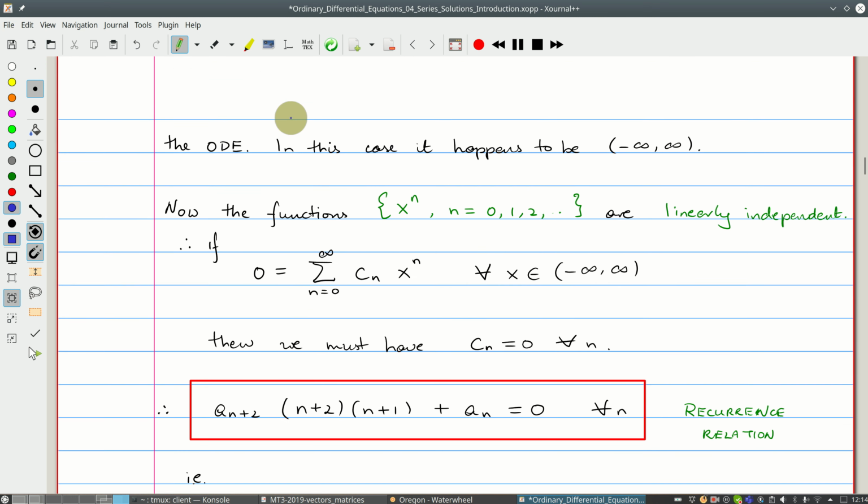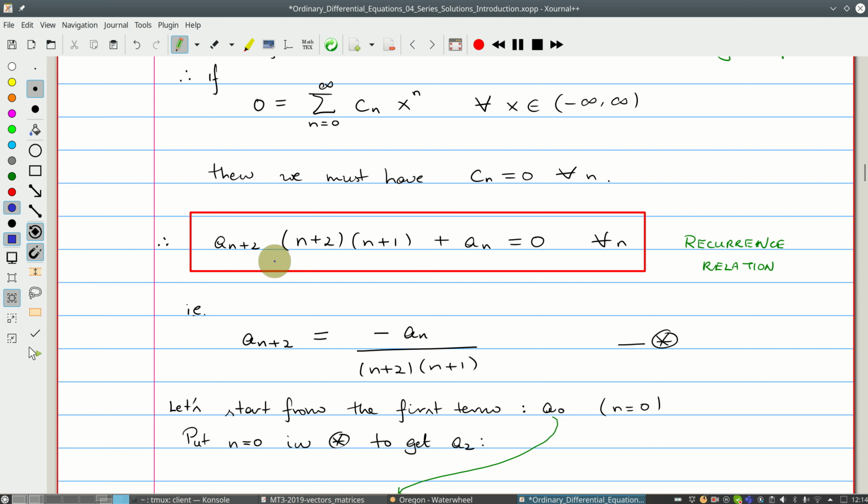So for each n, we've got to have a_(n+2) times (n+2) times (n+1) plus a_n is equal to 0 for all n. And this is called a recurrence relation. The reason it's called a recurrence relation is because it relates the coefficient at some larger n value, so in this case it's a of n plus 2, to the coefficient at a smaller n value. And if you can start this from somewhere, then you can get the next one, and then you go on like that. We'll see how this works.